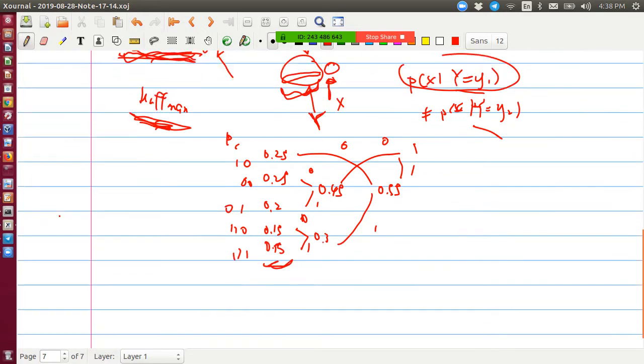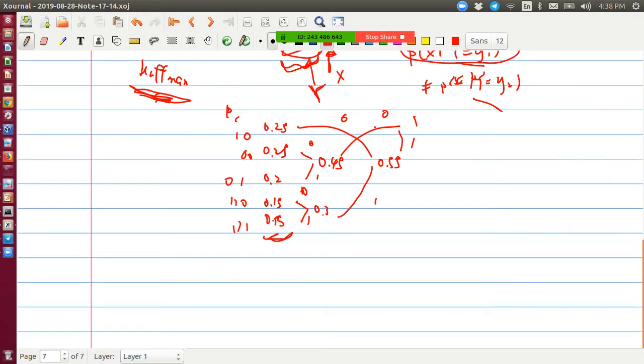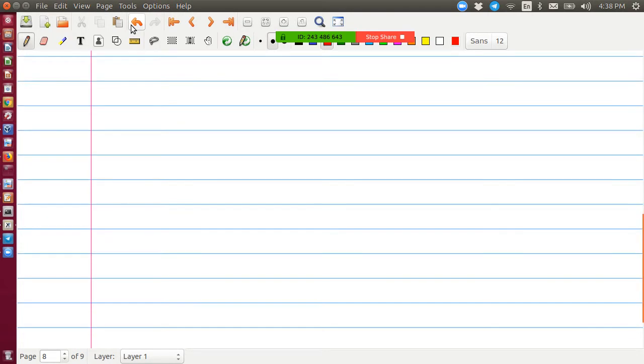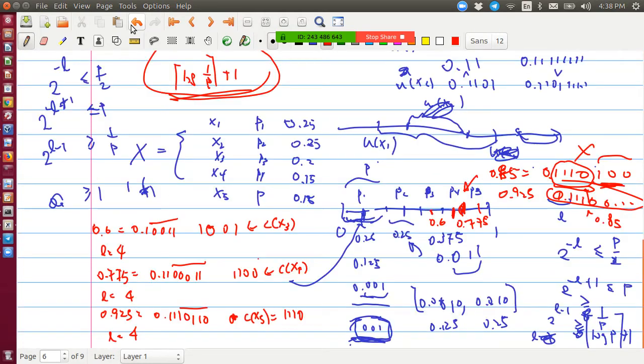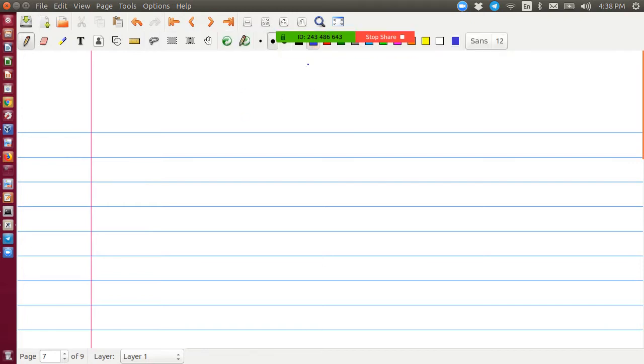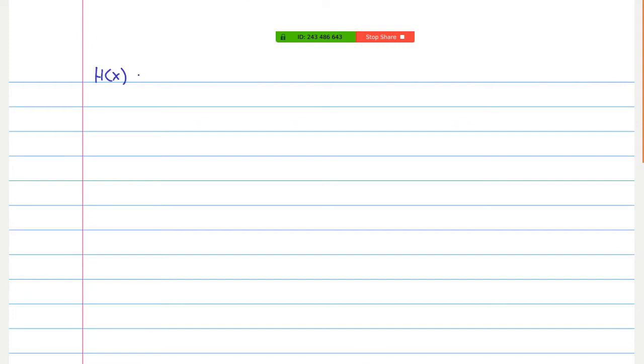Essentially I just want to give a remark on the entropy equation again. I hope that by this time you are very familiar with this equation now. The entropy of a source X is basically the sum over all x of Px times log 1 over Px.